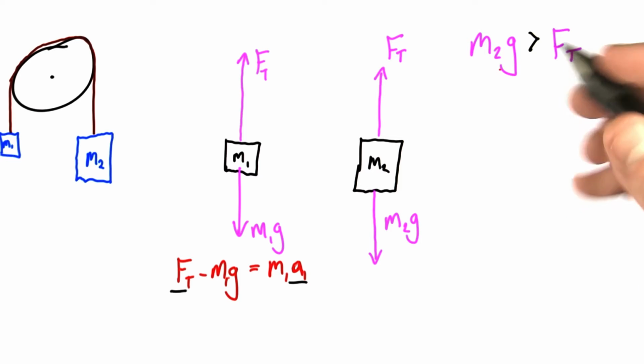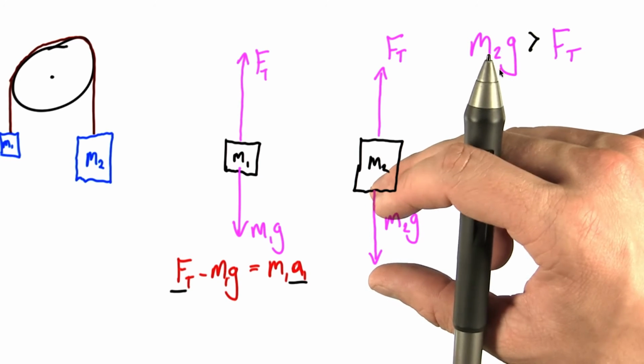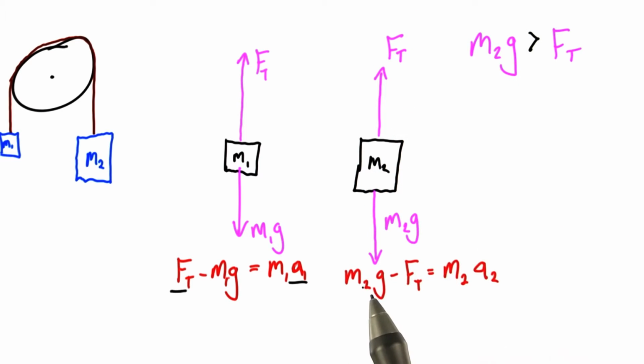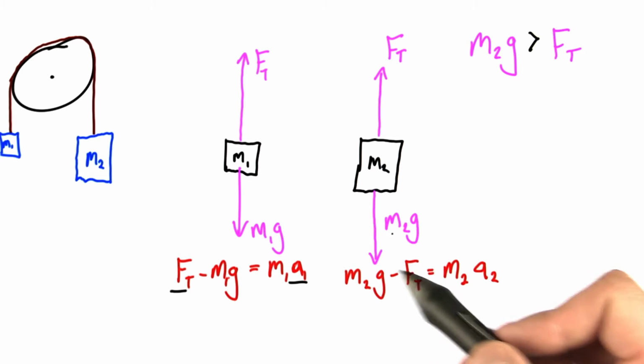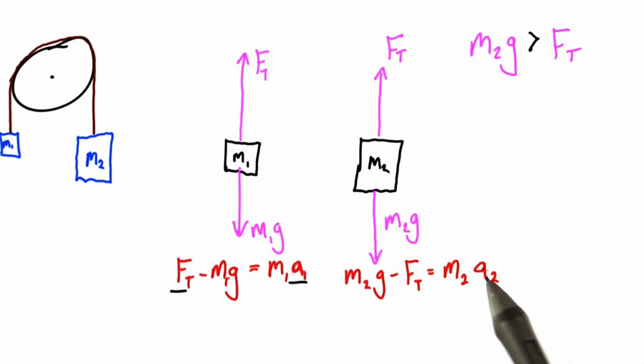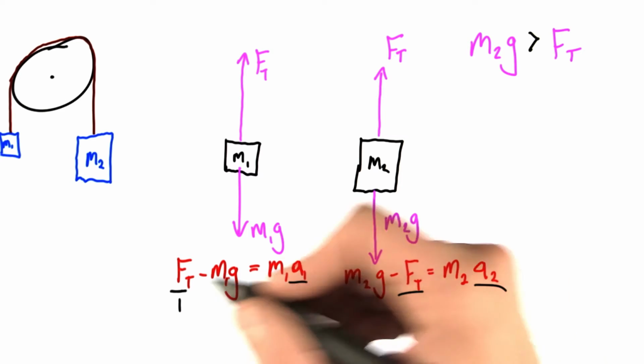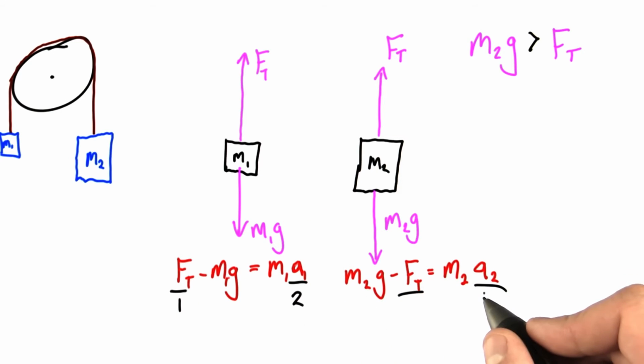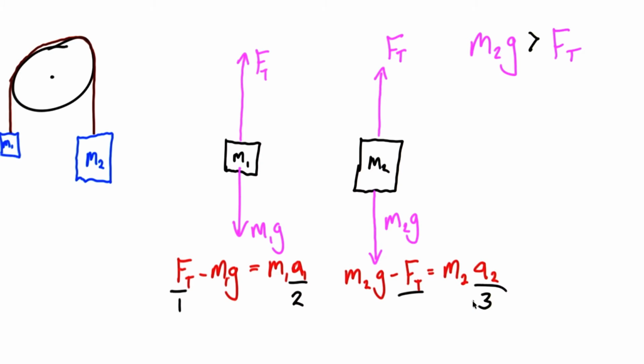Well, now the force doing the acceleration is however much bigger m2g is over Ft. And we can write a very similar equation. m2g minus Ft is equal to the mass times the acceleration. Net force equals mass times acceleration. And once again, we have two unknowns, a2 and Ft. Well, that gives us a total of three unknowns, Ft, a1, and a2. Two equations can never solve three unknowns.